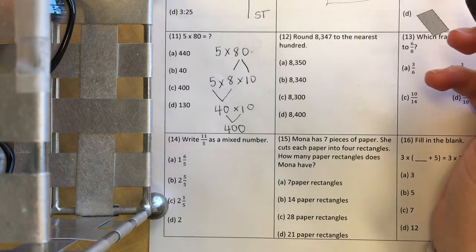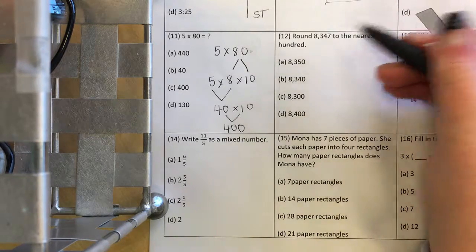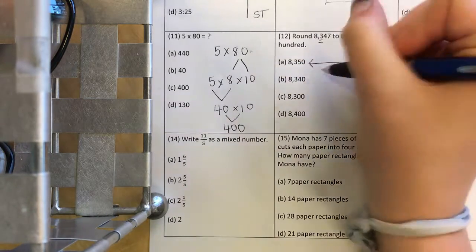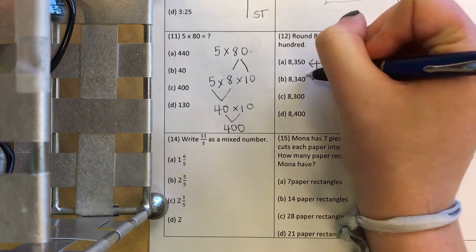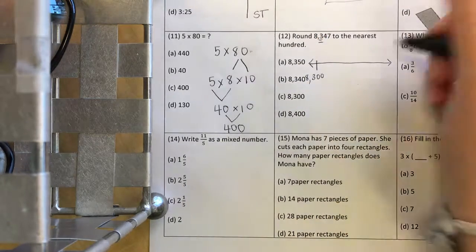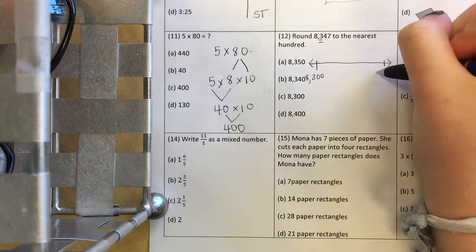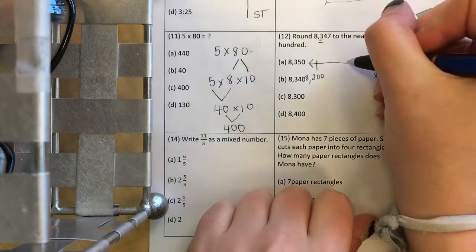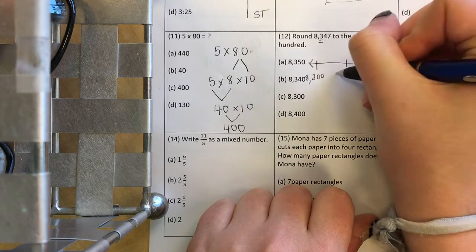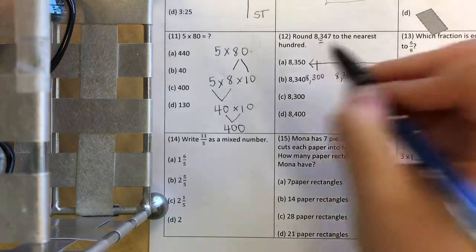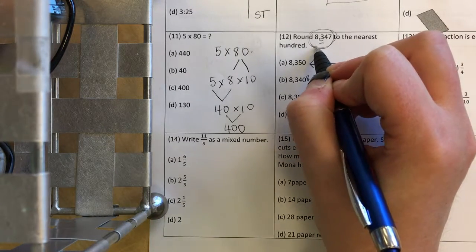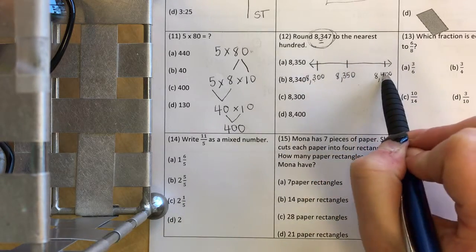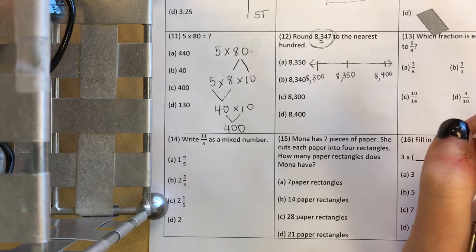multiply. For number 12, we're rounding 8,347 to the nearest hundred. My first 100 is 300. I'm going to just put my 8,000 in front of that. The next 100 would be 400, again putting my 8,000 in front of that. And in between 300 and 400 is 350, again, just putting my 8 in front of that. You're going to place 8,347 on the number line and then figure out if you're going to be rounding down or rounding up and which answer is going to be the correct answer.